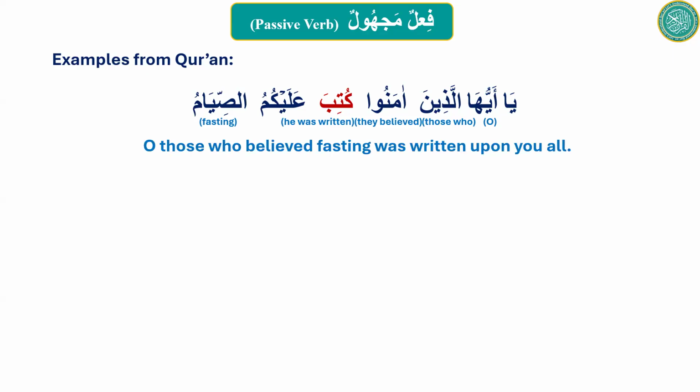Kutiba. What is the inside acting doer of kutiba? Kutiba, he. Its inside acting doer is he. When he or she is the acting doer, what do we look for? An outside acting doer. When the inside acting doer is he or she, we look for an outside acting doer. The outside acting doer is after the fi'l majhul and it is in rafa form. So as-siyamu is the outside acting doer and it takes the place of the inside acting doer. Same rules as for the doer.